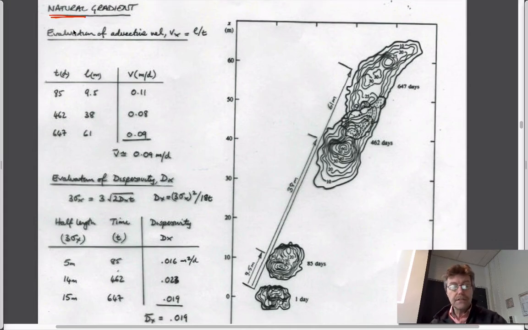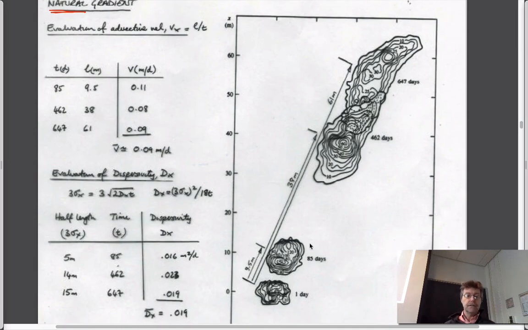And what this is, is a profile of an experiment that was run a number of years ago now to put contaminant in place at this point here, at time t0, and then look how it looks after 1 day, how it looks after 85 days, I think, what it looks like after 462 days. These are just contour plots of the plume, and what it looks like after almost 2 years.